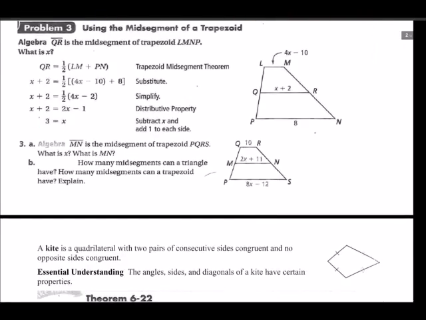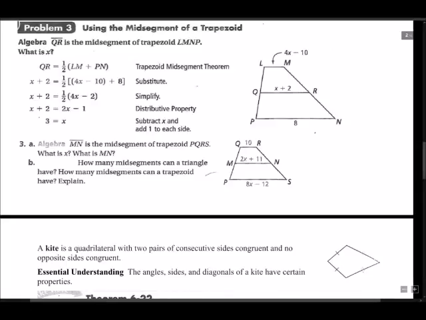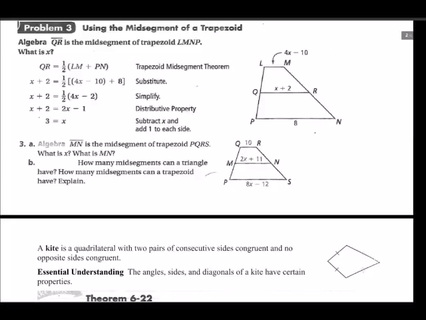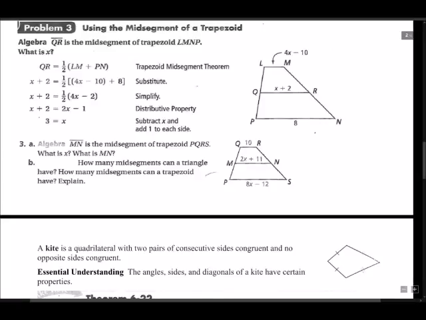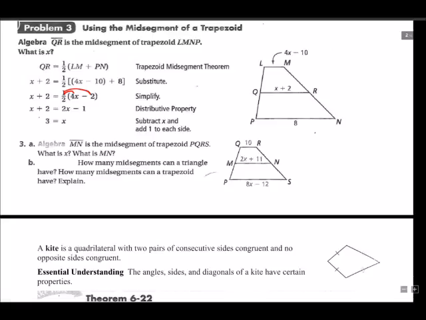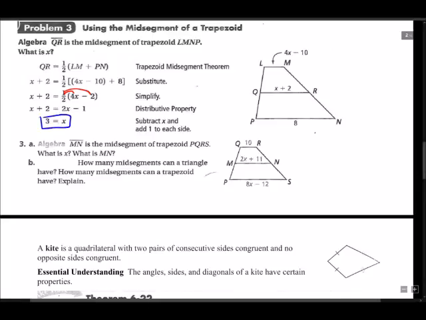We are told that segment QR is the mid-segment of the trapezoid LMNP, and to find x. So we know that the length of the mid-segment is 1/2 of the sum of the bases, the quantity of the sum of the bases. So we simply substitute in, do our math, don't forget to distribute there, and we come up with x equals 3. But what if we decided to do it the other way?